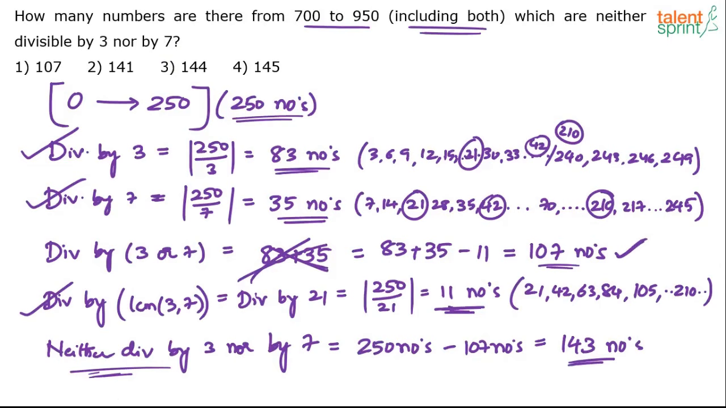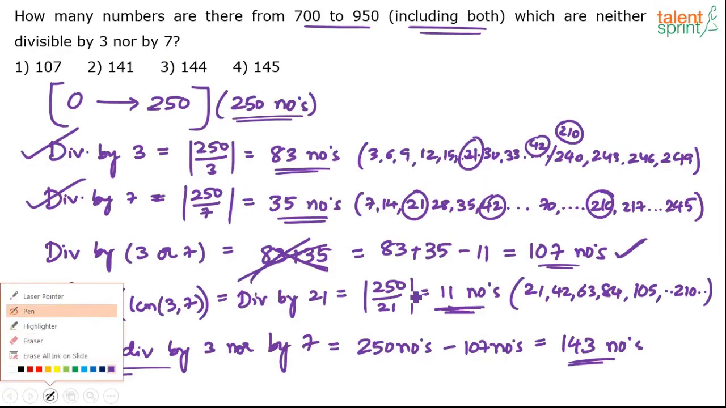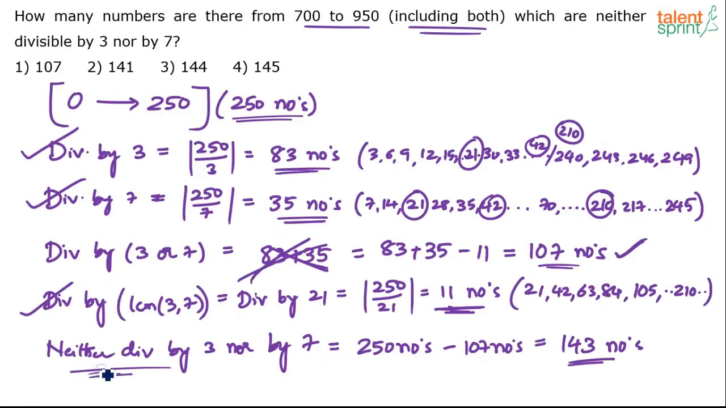Right? But understand, the actual case is different. Let me explain the actual case. I'll not erase anything. I'll change the color of the pen and explain what has actually happened. Actual range is what? Actual range is not 0 to 250. Actual range is 700 to 950.